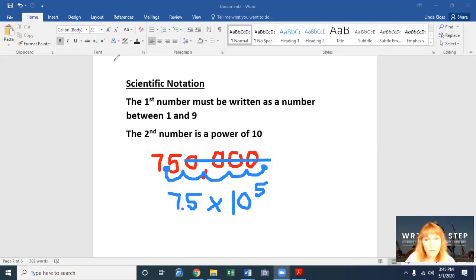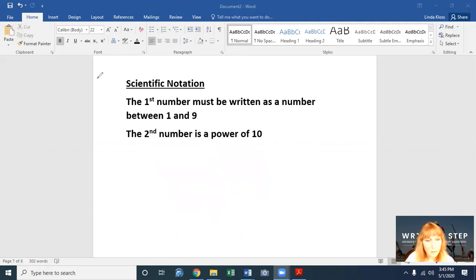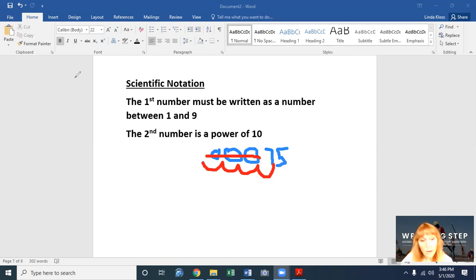Now, what happens if you have a very small number? So I'm clear my drawings and let's try it the other way now. Let's say our number is 0.00075. Let's go with 75 again. I want to write this in scientific notation. Well, I have to have a number between 1 and 9, so I have to move my decimal until I get to that spot. 1, 2, 3, 4. So now I have 7.5. I could drop these other zeros, right? So 7.5 is between 1 and 9.